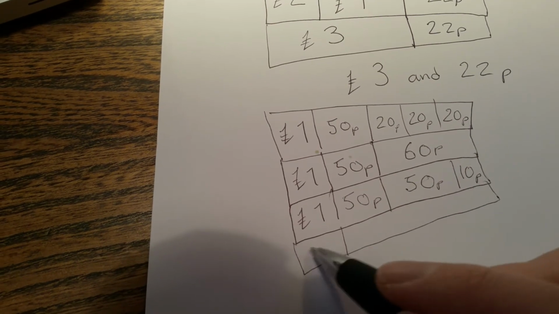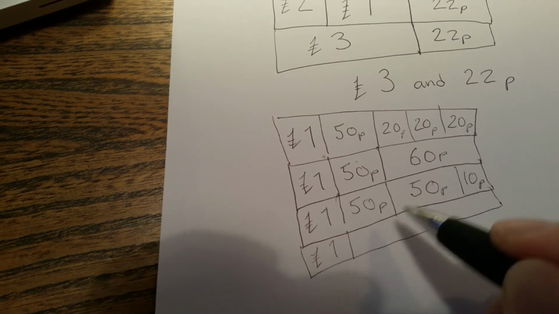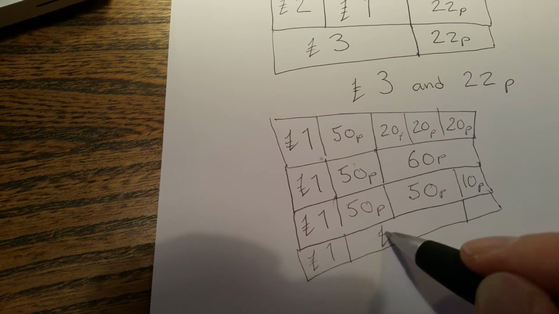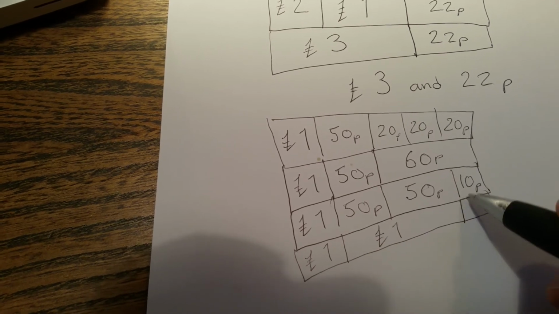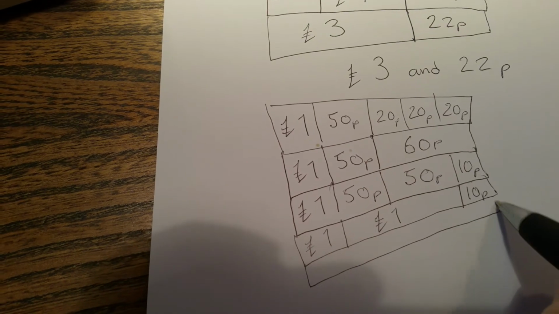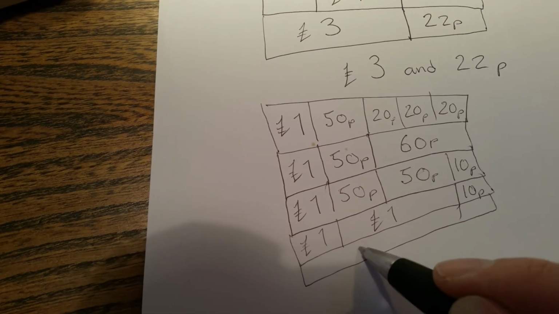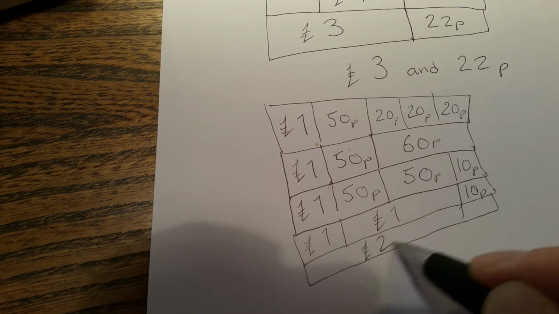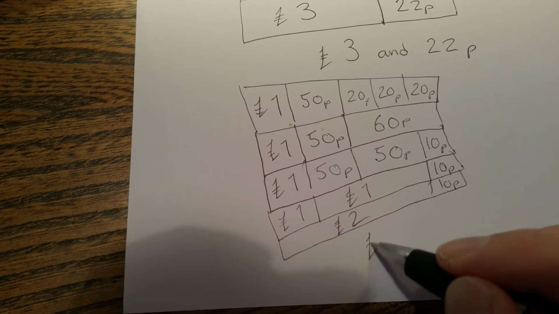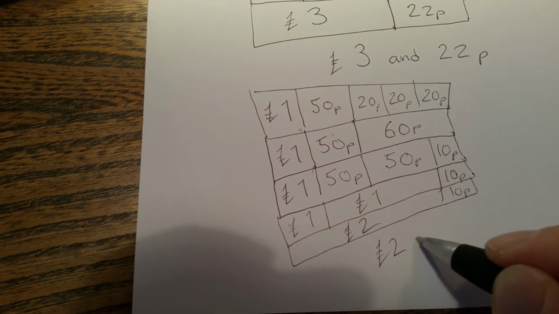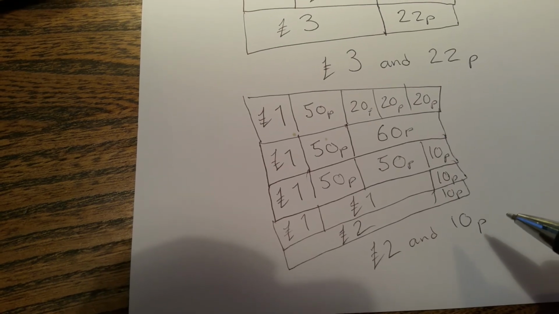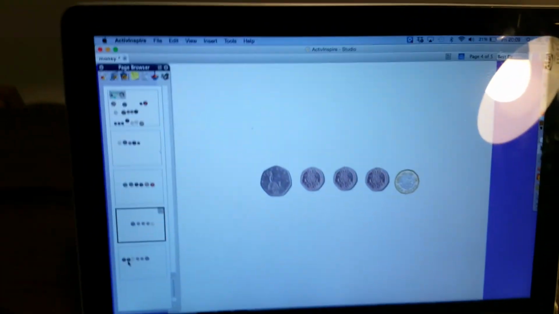Bring down the 50 again, and now look what I've got. I've got my £1, 50 and 50 is another £1, and left over is 10p. So if I add up the pounds, I have £2 and 10p. So again, I'm going to write that as £2 and 10 pence.